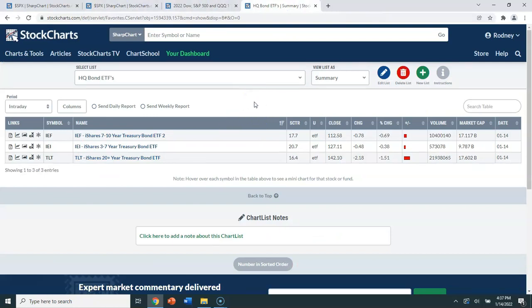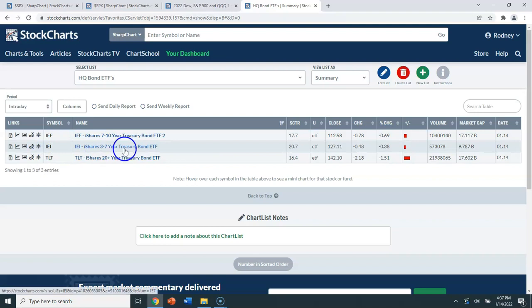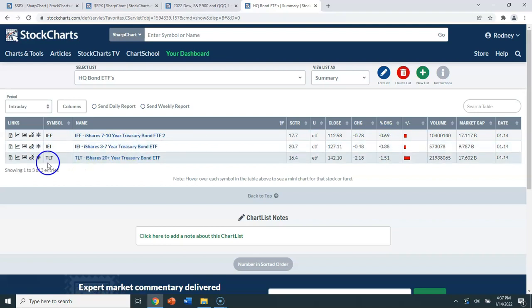Guys, it's not just stocks selling off over the last couple of weeks, all right? High-quality bonds, look at this. This is just today. These are one-day returns. The 7 to 10-year ETF, the IEF, that's the ticker symbol for that 7 to 10-year Treasury ETF, down 69 basis points today. The 3 to 7-year, the shorter duration, down 38 basis points. And the TLT, the longer duration Treasury ETF, down 1.51%, guys. That's just today, all right?